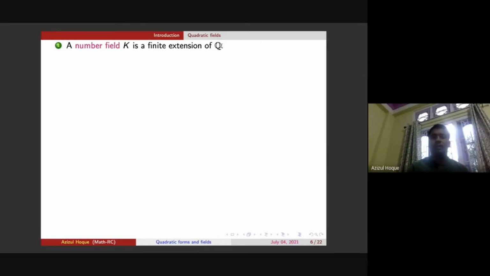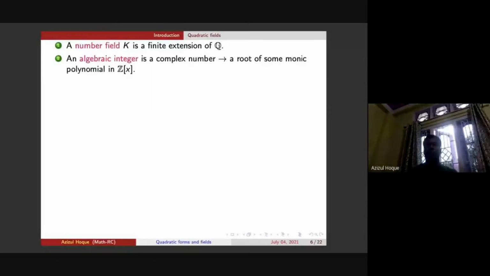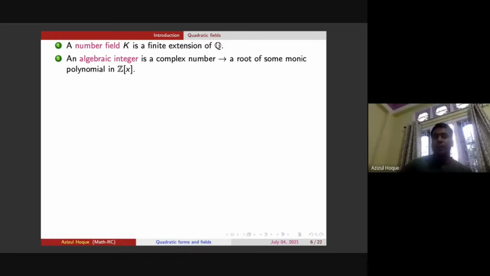Okay. So it means that if we consider this K is a vector space over this Q of dimension 2, that means its basis has only 2 elements, then we say that it is a quadratic field. Okay. So now, what is an algebraic integer? It is just a complex number that is a root of some monic polynomial over the integers. Consider a monic polynomial, take a root that is a complex number, that is an algebraic integer.